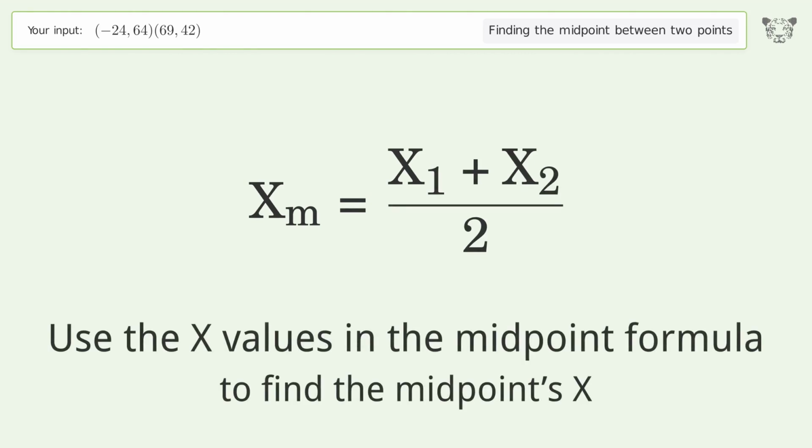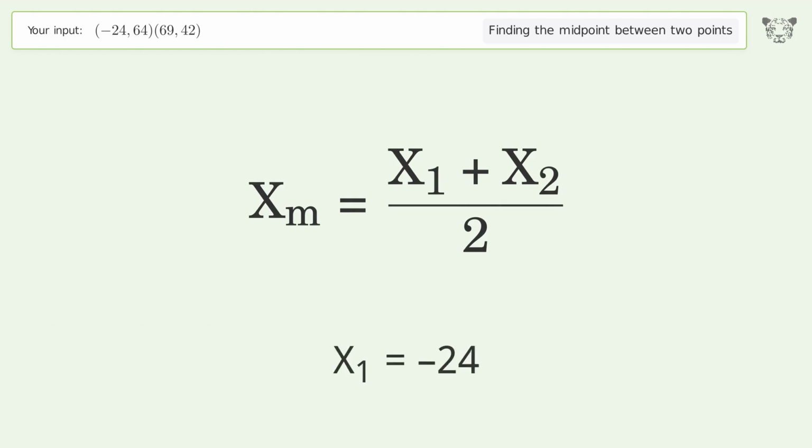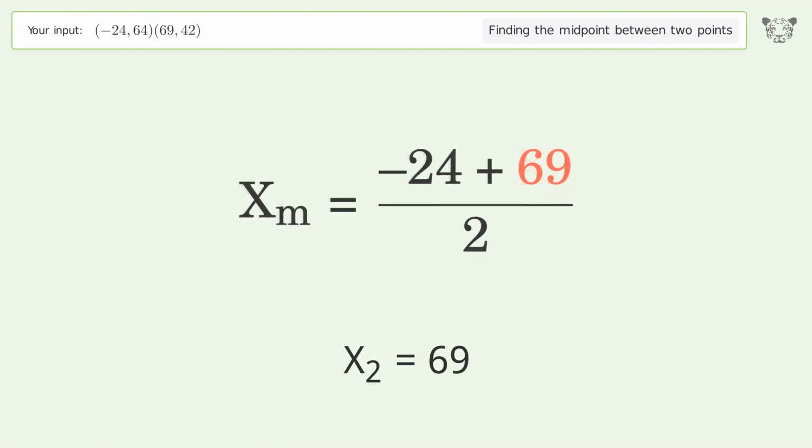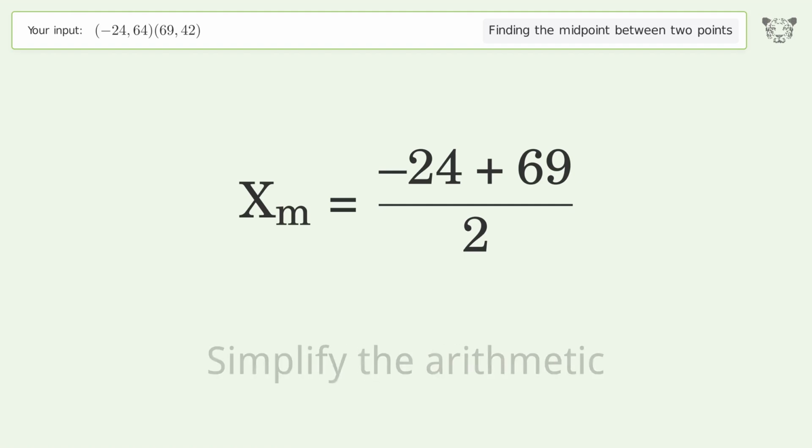Use the x values in the midpoint formula to find the midpoint's x. x1 equals -24. x2 equals 69. Simplify the arithmetic.